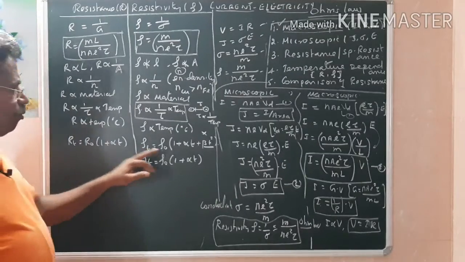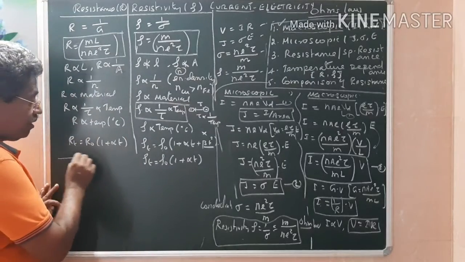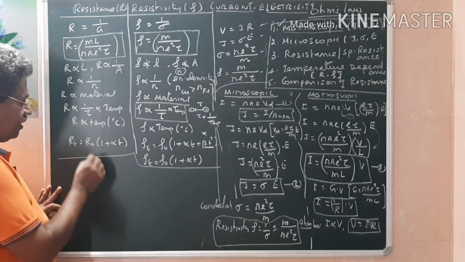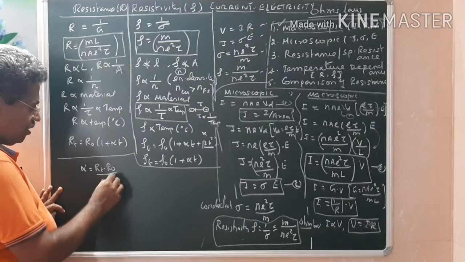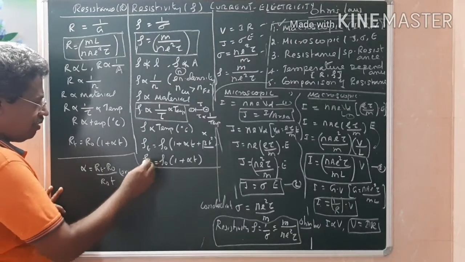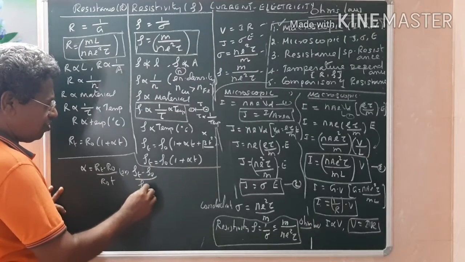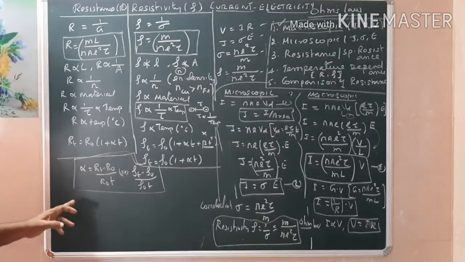But alpha in both the cases represents the same meaning. Alpha is nothing but R T minus R naught by R naught into T, or in terms of specific resistance, rho T minus rho naught by rho naught into T. This is called the temperature coefficient of resistance of a material.